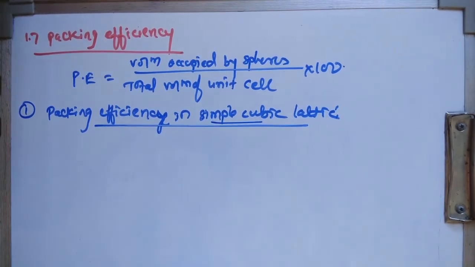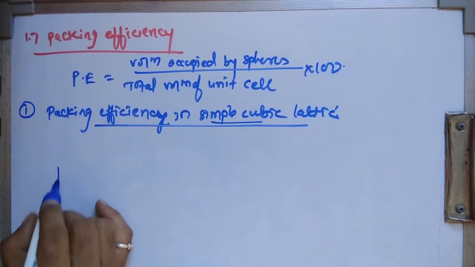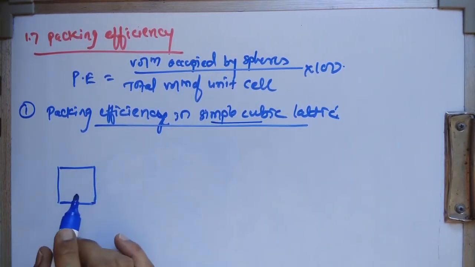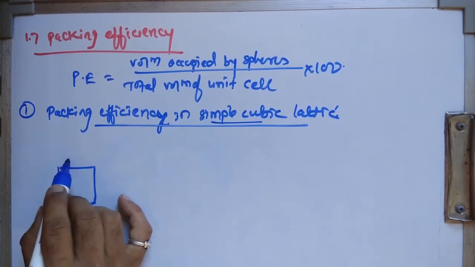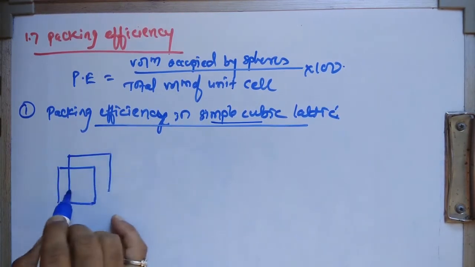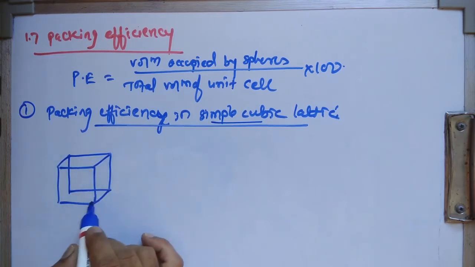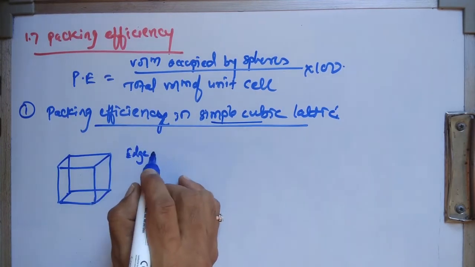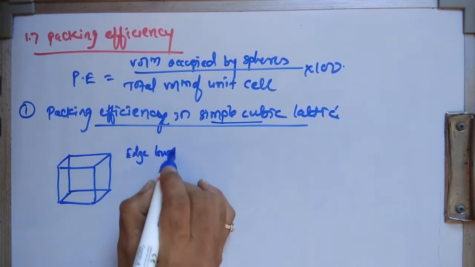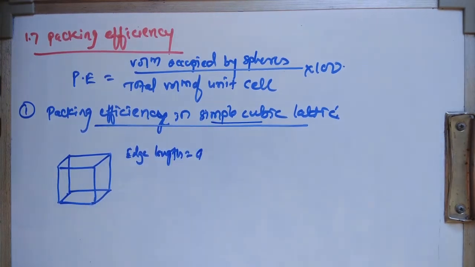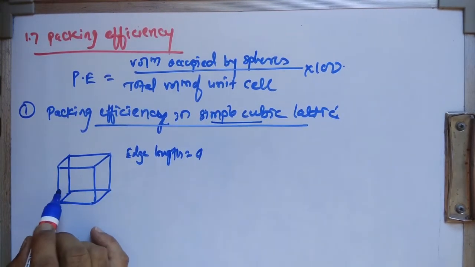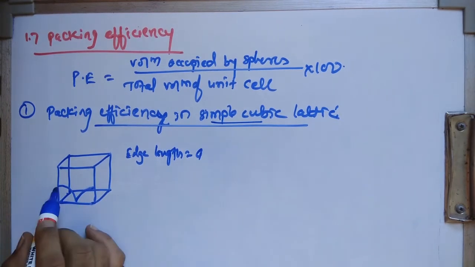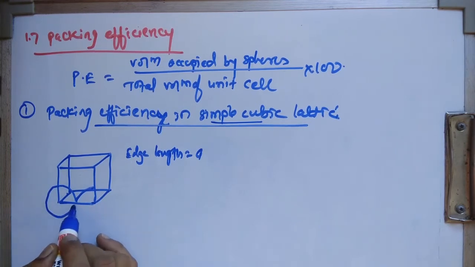I will just draw the diagram for the calculation. This is the simple cubic unit cell. All the edges are equal in length. The edge length of this cube is equal to a. Now see here, the atoms are in this way. I will just draw the full circle here.